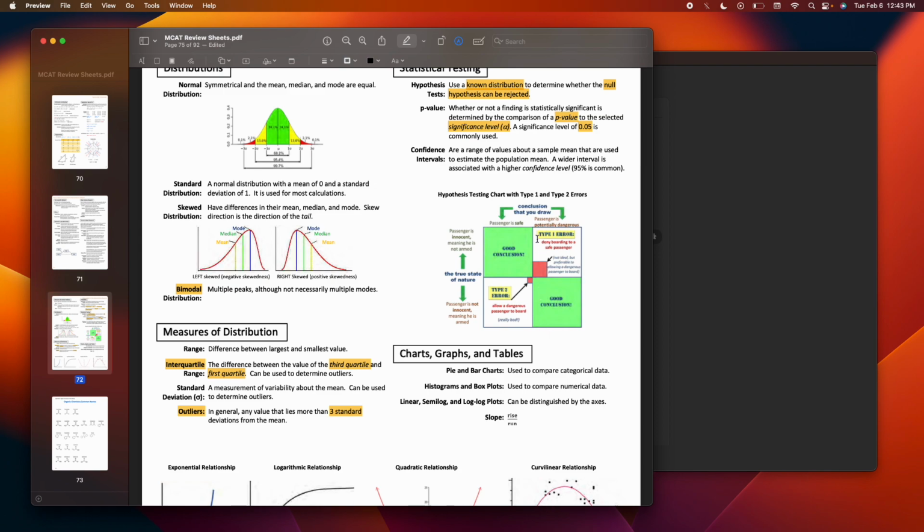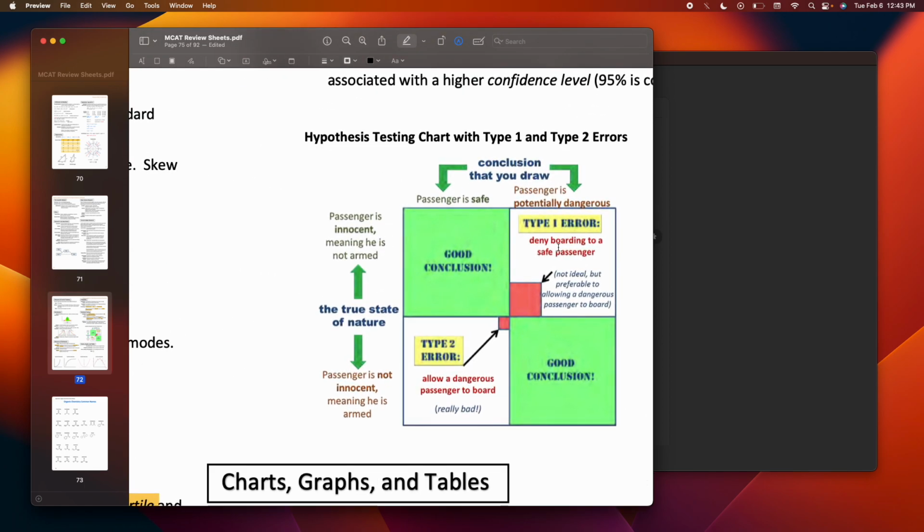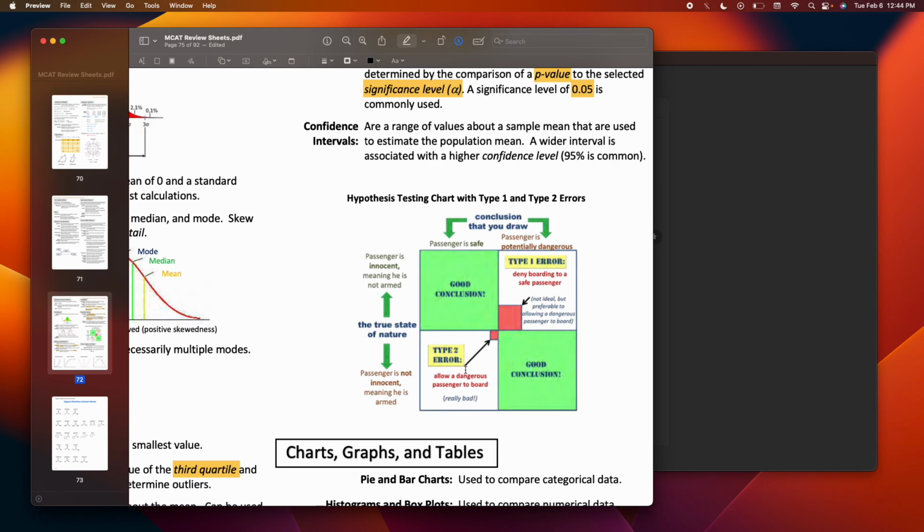Now we have type 1 and type 2 error. So type 1 is when you predict that the passenger was dangerous, but they're not. You deny boarding to a safe passenger. It is not ideal, but preferable to allowing a dangerous passenger on board. That's why type 2 error is more dangerous, because you allow a dangerous passenger on board. It's really bad. So type 1 error is preferred over type 2 error. That's interesting.